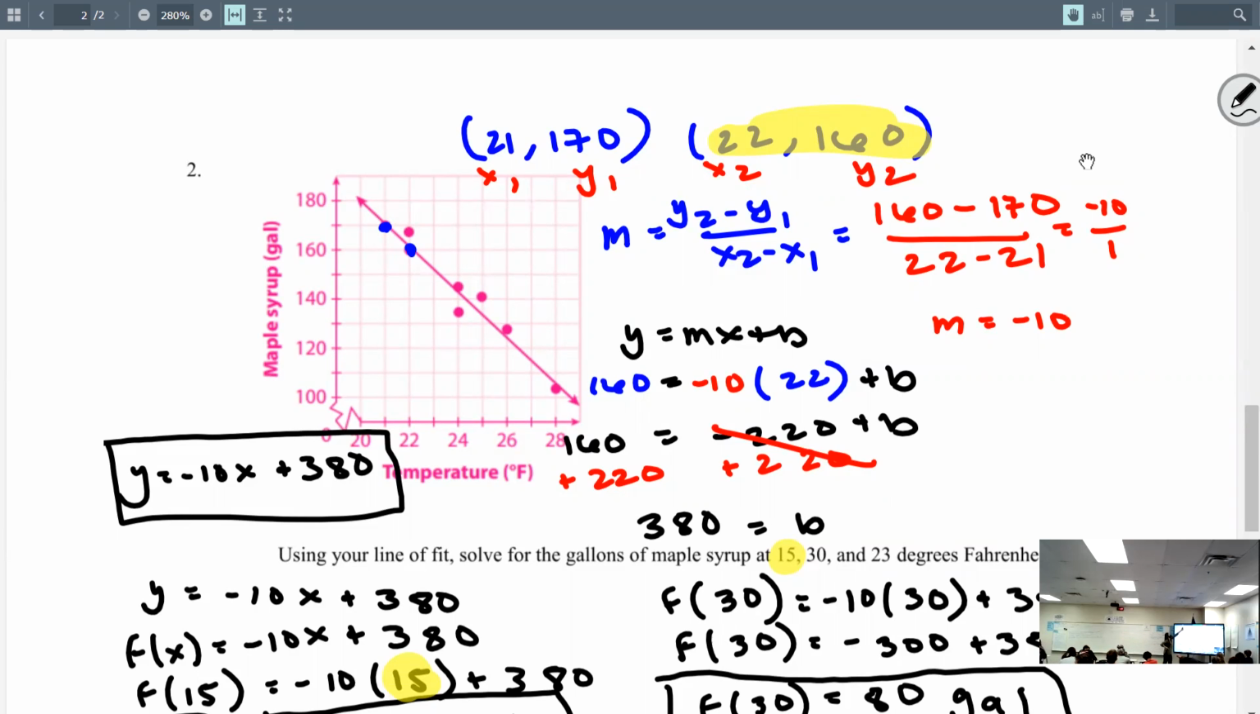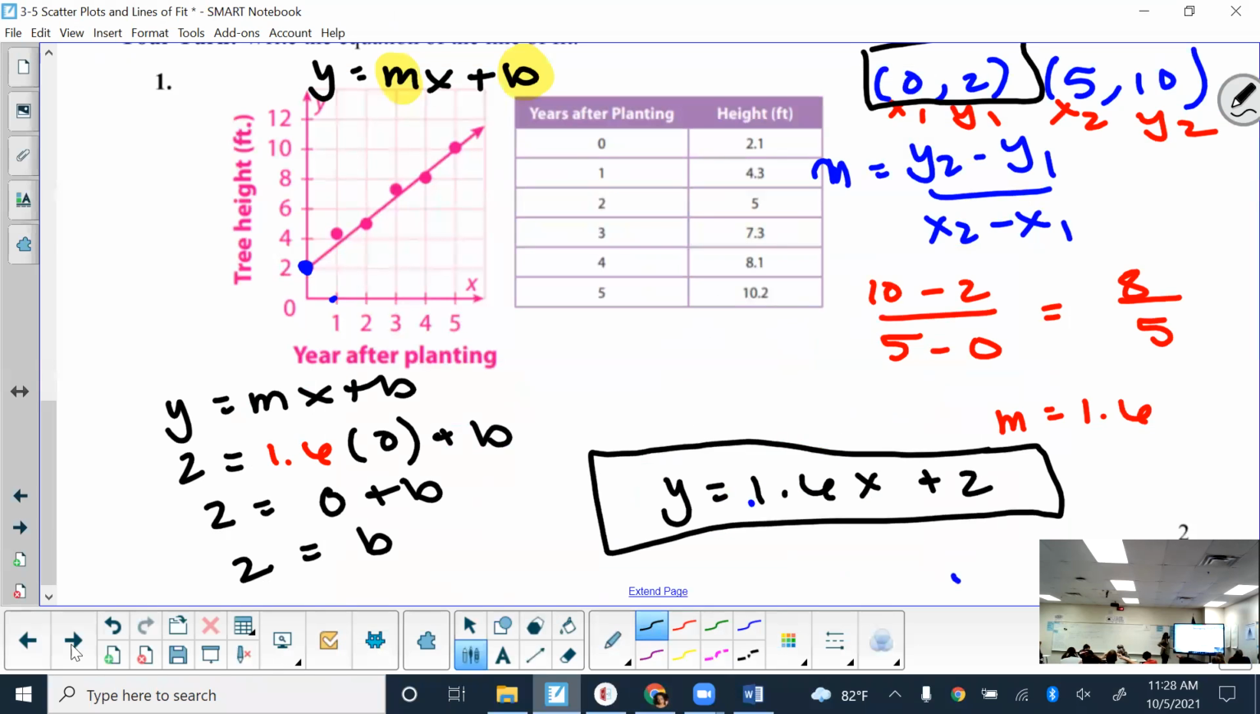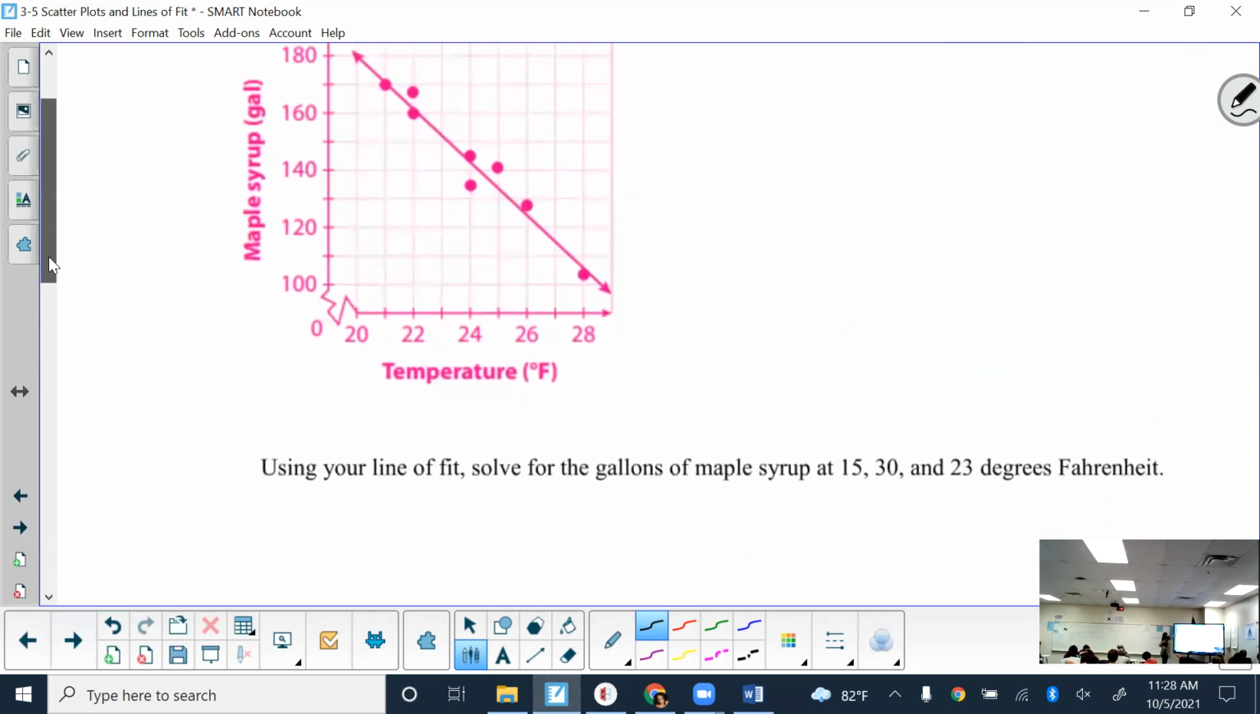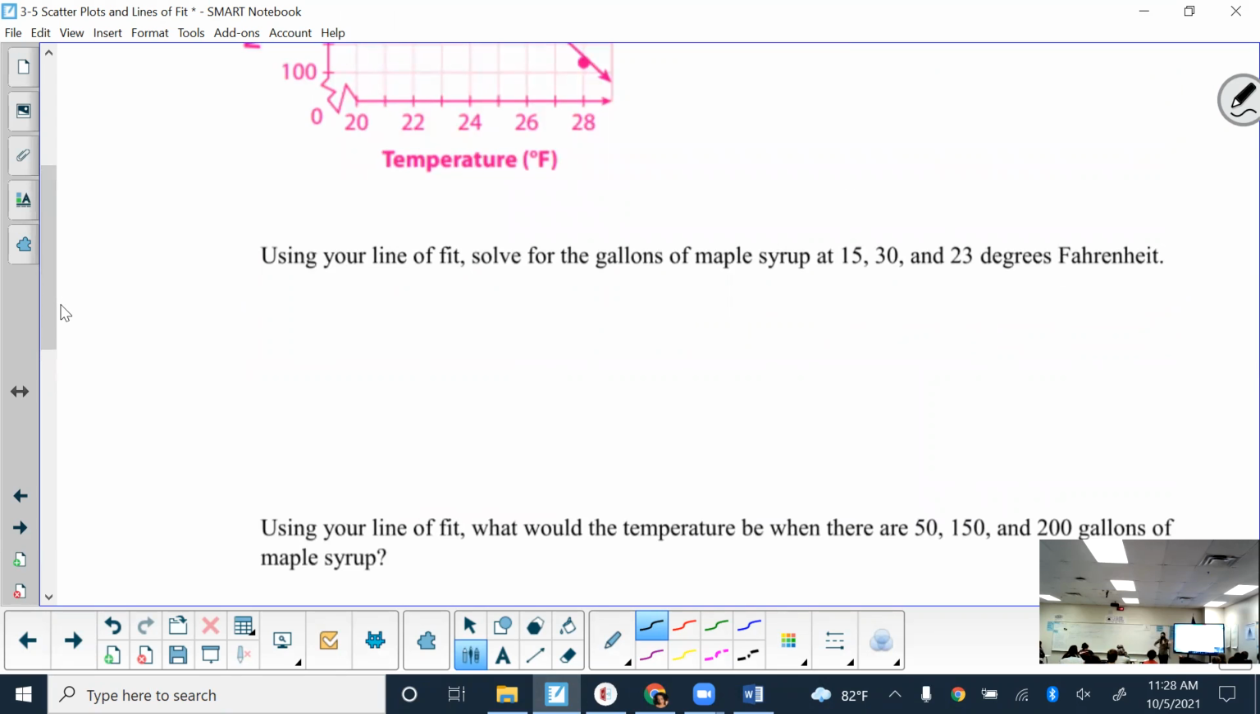So I'm going to go back to the smart board. Because on your topic test, the questions are all kind of clustered together. It'll say, what does the y-intercept represent? Or how can I solve for gallons of maple syrup at 15, 30, and 23 degrees Fahrenheit? It'll ask you for a specific output using your trend line. So we'll do that next. That's what these problems here are for.